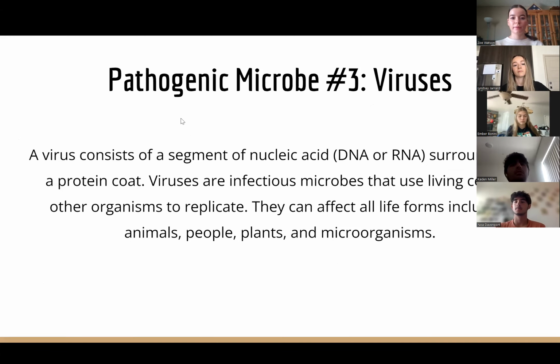The next pathogenic microbe is viruses. Viruses consist of nucleic acid surrounded by a protein coat. They are infectious microbes that are similar to parasites because they require the use of living cells from other organisms for replication. There are more than 3,600 classified species, and they can affect all life forms, which include people, plants, and microorganisms.